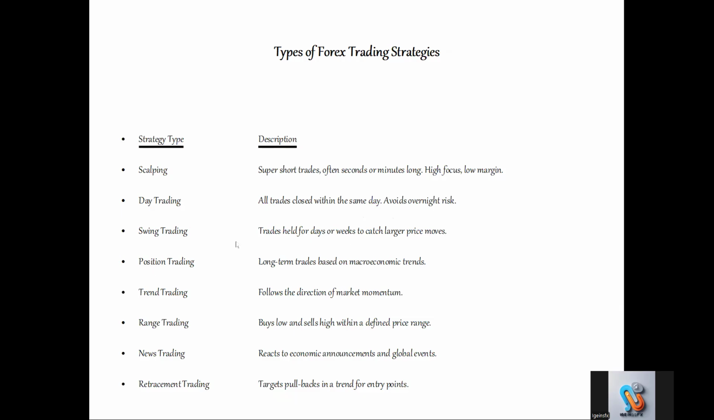Also, swing trading. Trades held for days or weeks to catch larger price moves. Position trading, long-term trades based on macroeconomic trends. We also have trend trading, which follows the direction of market momentum. Range trading buys low and sells high within a defined price range. Then we also have news trading, which reacts to economic announcements and global events.